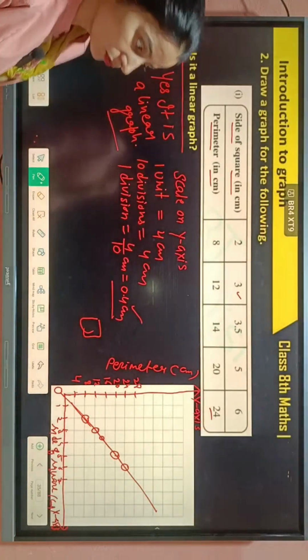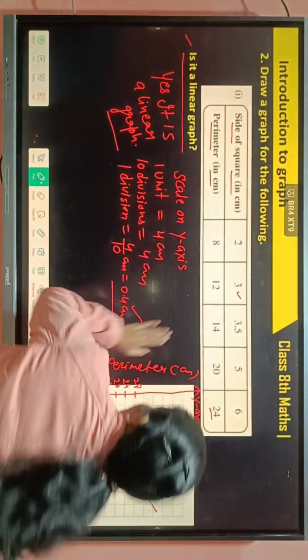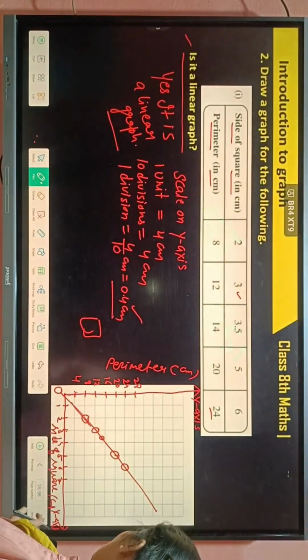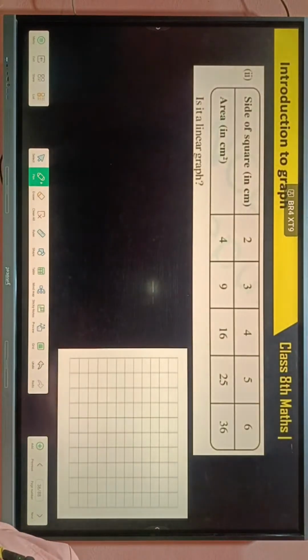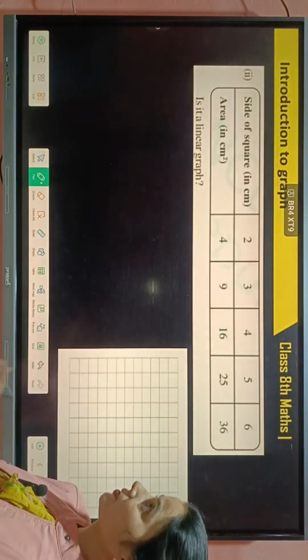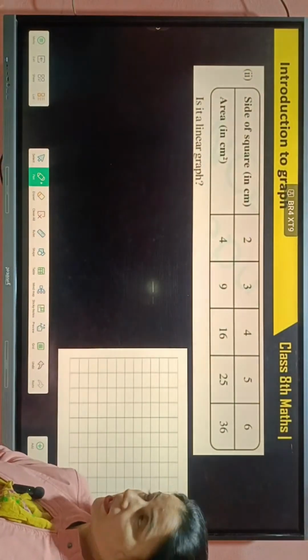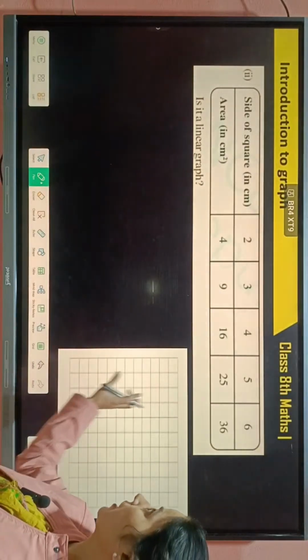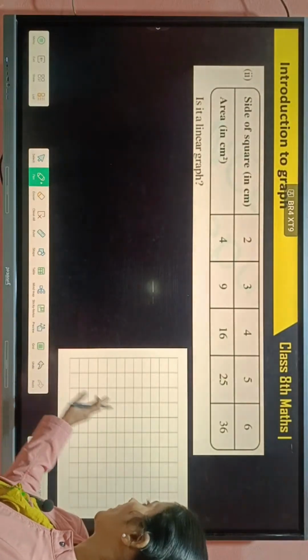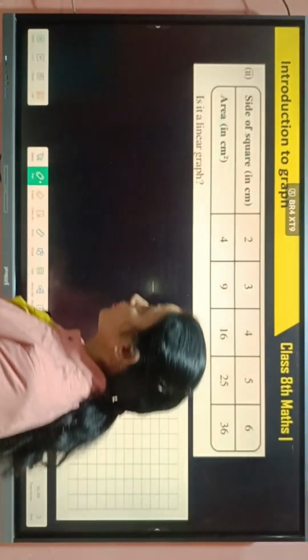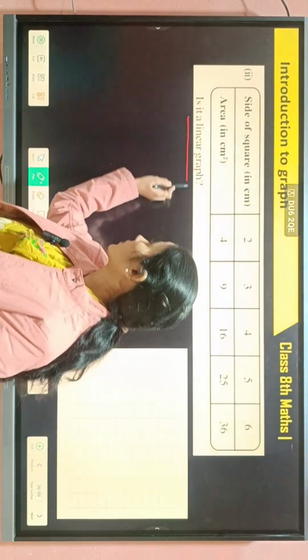So we have plotted the graph for the given information. Now just one part of this second question is left. I think you can do this part yourself. Side of square is given to us, and area. Side of square you will consider on the x-axis and area on the y-axis. Then you will choose a suitable scale according to these values, plot the points, and after that verify whether all these points lie in one line or not. That means you have to check whether the graph is linear or not.